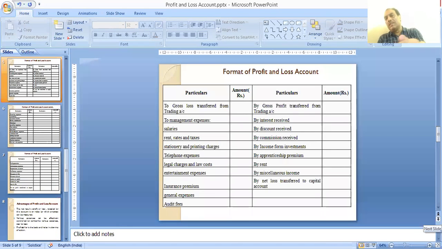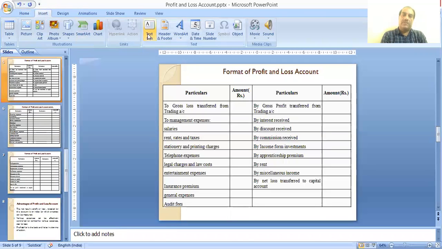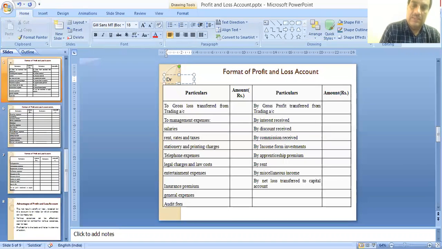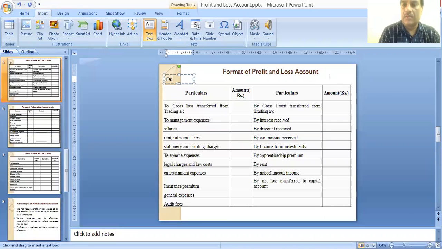So this is the format of the profit and loss account. We have four columns here. First is particulars, second amounts, then again particulars and amount. I forgot to write here: the left side is the debit side. We always write debit on the left side, so here it should be debit, DR. And on this side, it should be credit.